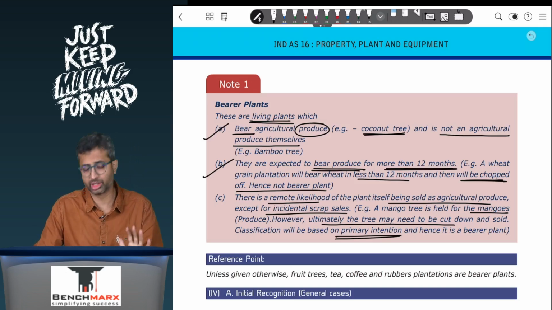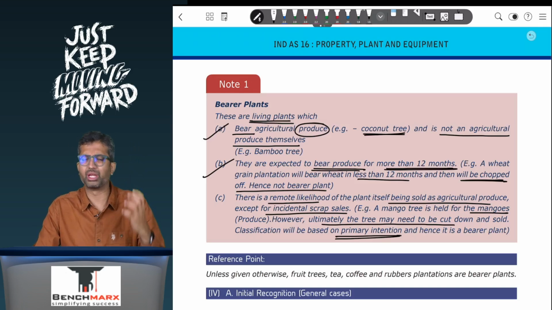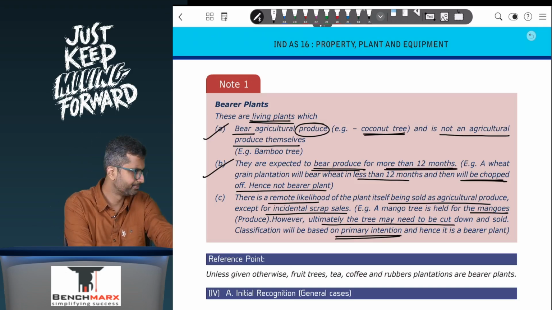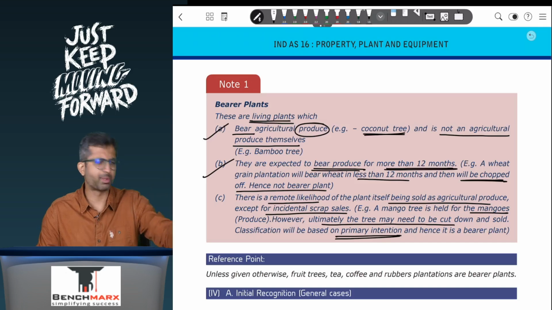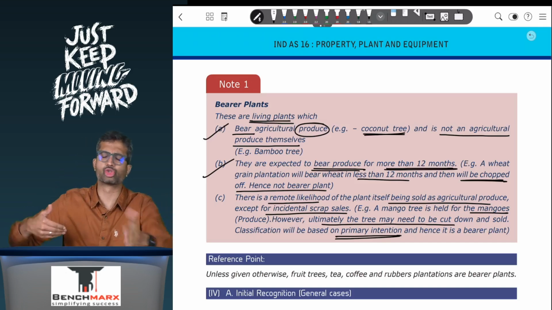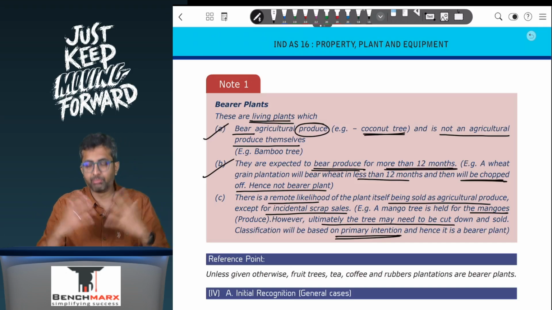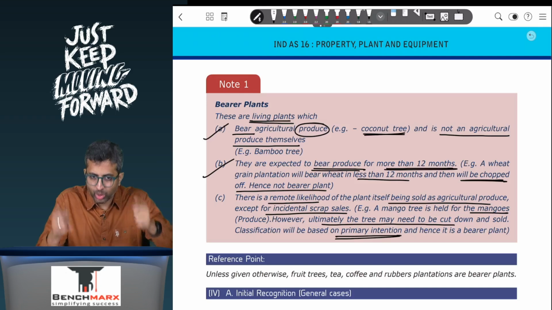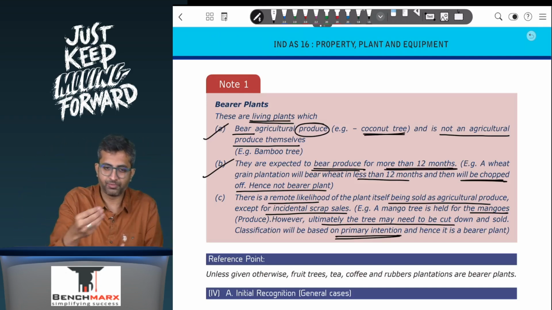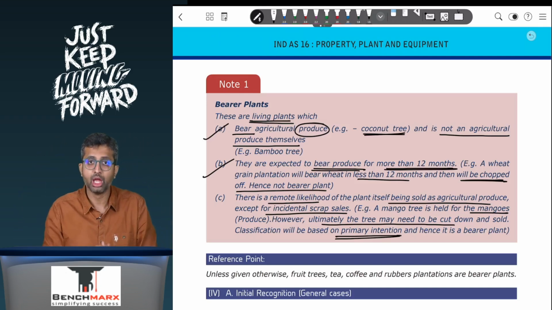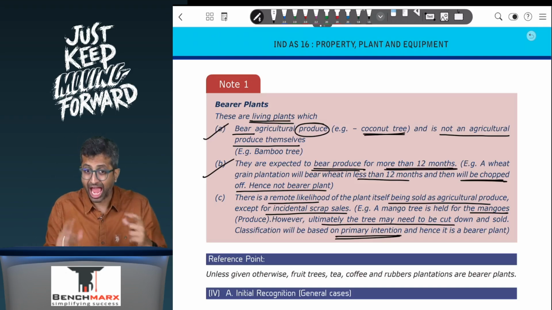Is it clear? Great. From an exam perspective, you will not necessarily be asked to write a short note on bearer plants. However, you will be given a case in a bigger exam scenario and you will have to apply your knowledge and figure out whether Index 16 will apply or Index 41 will apply. And that is your art.